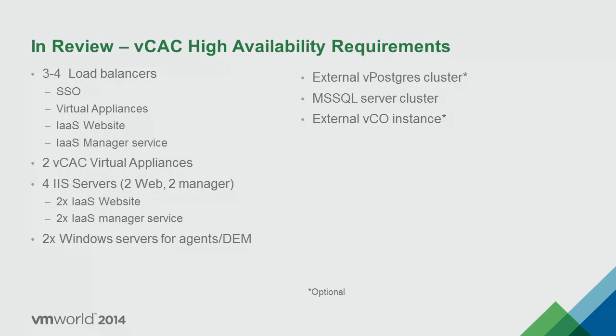So it's possible you may have up to 3 to 4 load balancers, 1 for SSO, 1 for the virtual appliances, 1 for the IaaS website, 1 for the manager service. You'll have at least 2 vCAC appliances. You'll have up to 4 IIS servers, 2 for the web, 2 for the manager service. You'll have 2x for any of the Windows servers for agents and DEMs. You may have an external vPostgres cluster, your Microsoft SQL Server cluster, and probably an external VCO instance to make this all go around.